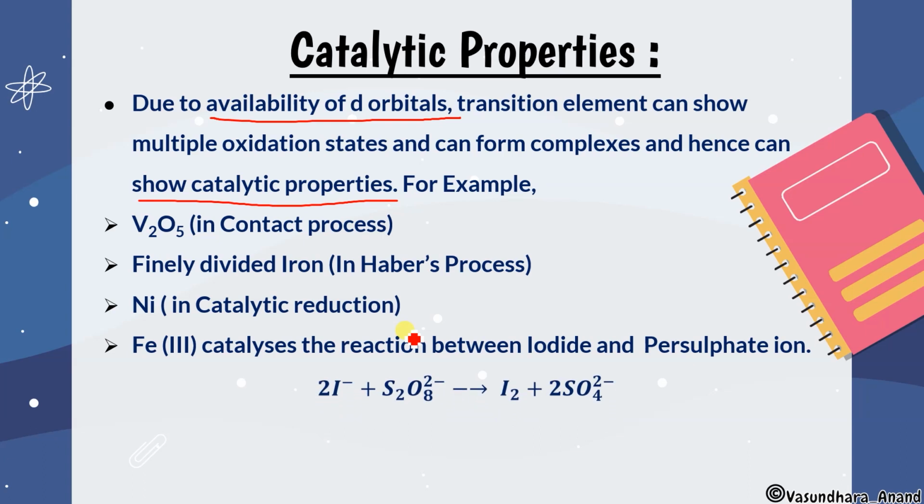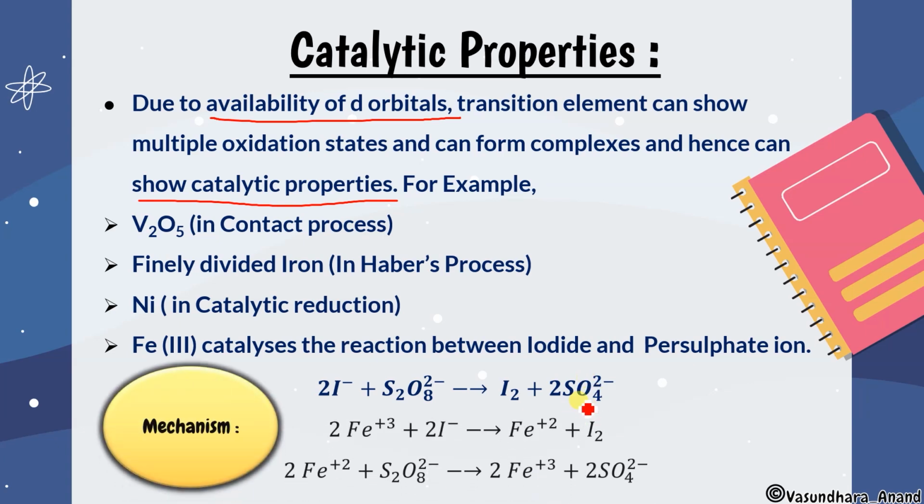Okay, now this is 2I- plus S2O8 2-. The iodide is going to be oxidized to I2, and S2O8 2- will be reduced to SO4 2-. Okay, so here Fe acts as a catalyst.